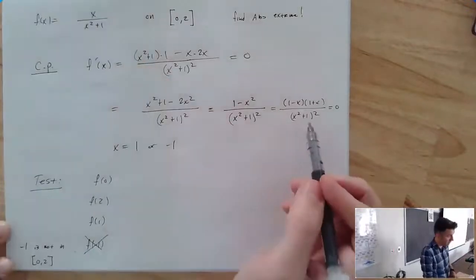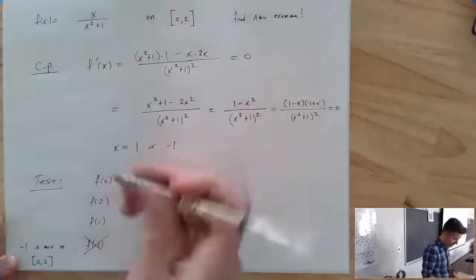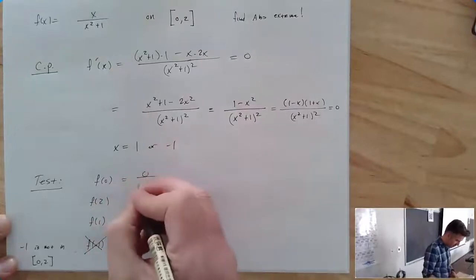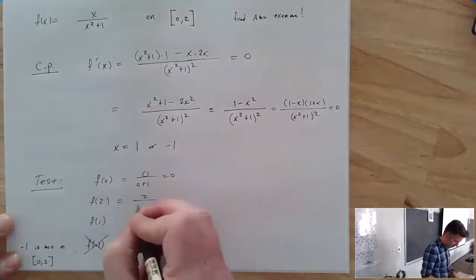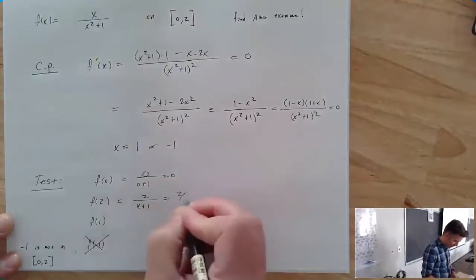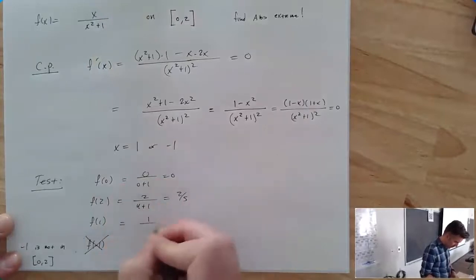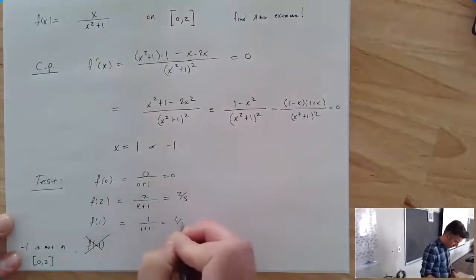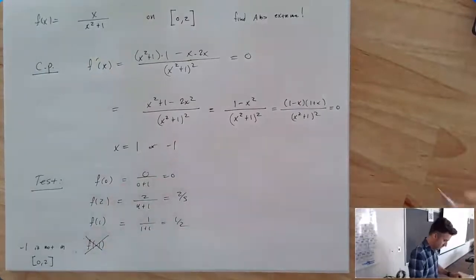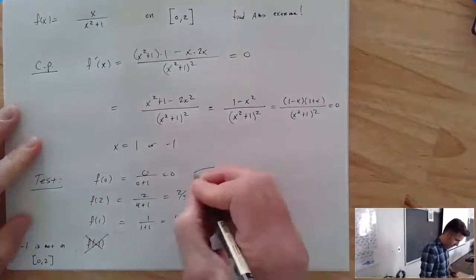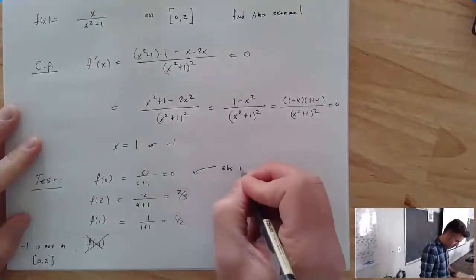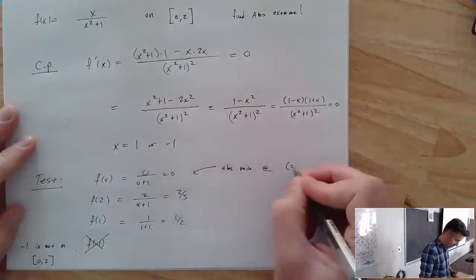All right, so plugging things in to my original function, not to my derivative, but to my original function. F of 0 is 0 over 0 plus 1, which is 0. F of 2 is 2 over 4 plus 1, which is 2/5. And f of 1 is 1 over 1 plus 1, which is 1/2. Okay, I can definitely tell which one's the smallest. 0 is the smallest, so I have an absolute minimum at 0, 0.